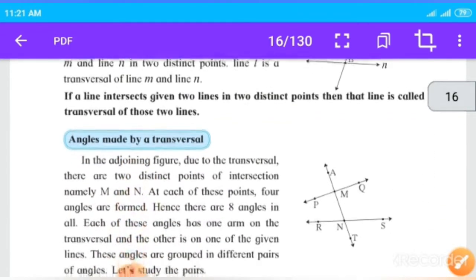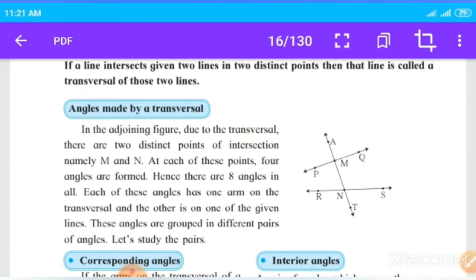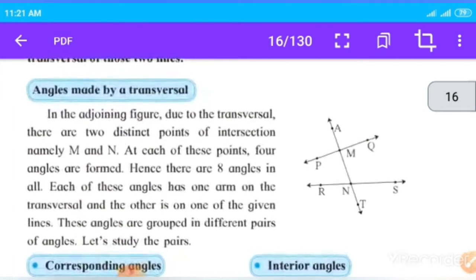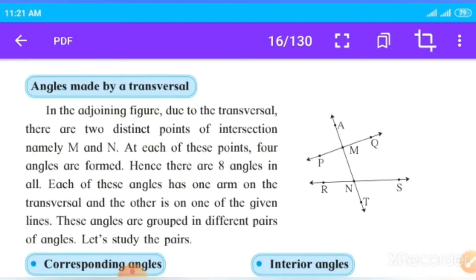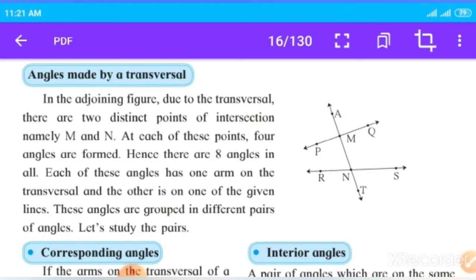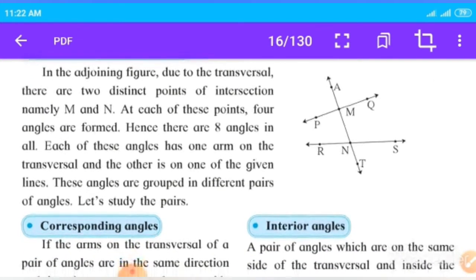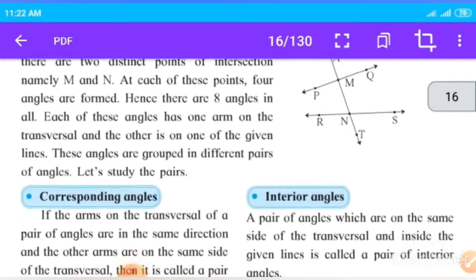Angles made by a transversal. In the adjoining figure, due to the transversal, there are two distinct points of intersection, namely M and N. At each of these points, four angles are formed. Hence, there are 8 angles in all. Each of these angles has one arm on the transversal and the other on one of the given lines. These angles are grouped in different pairs of angles. Let's study the pairs.